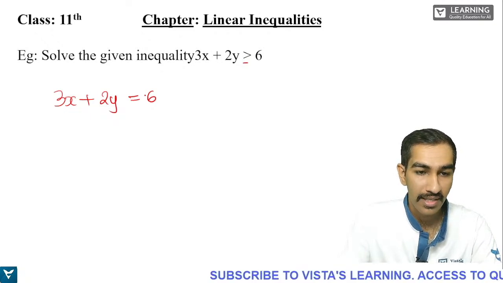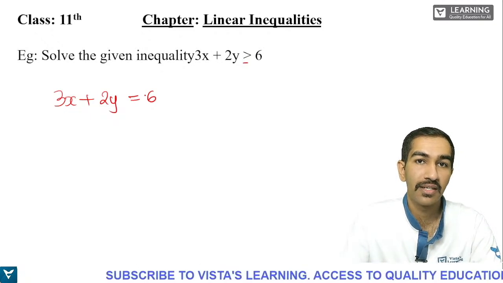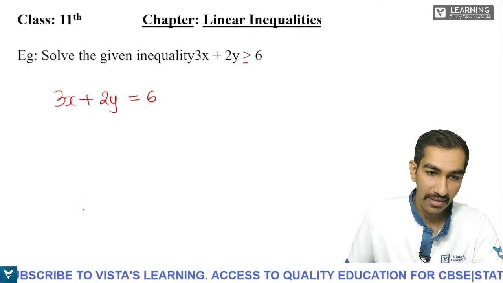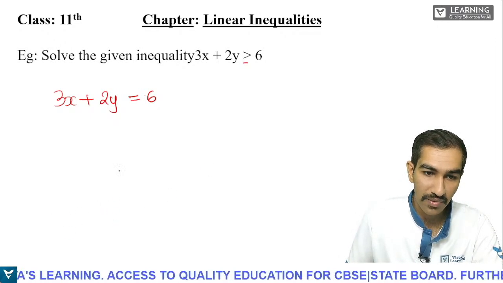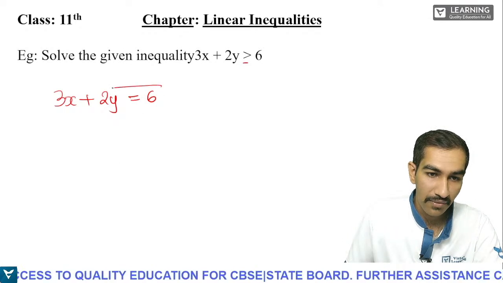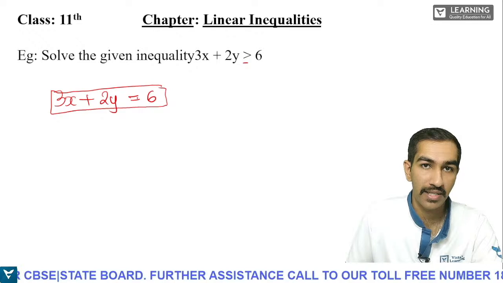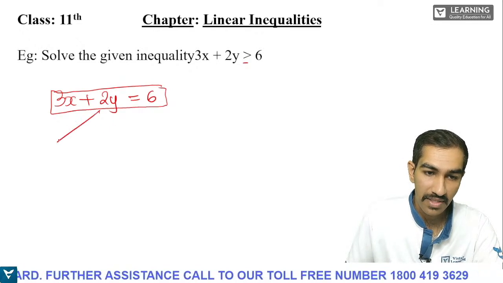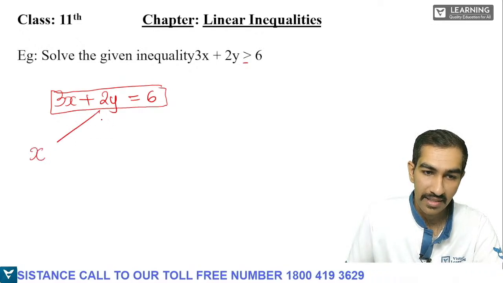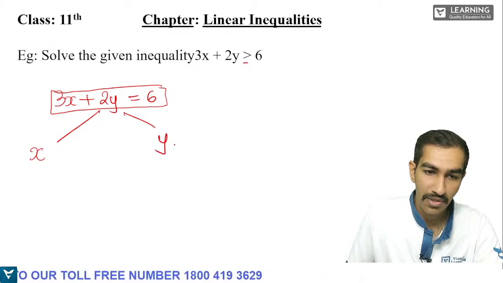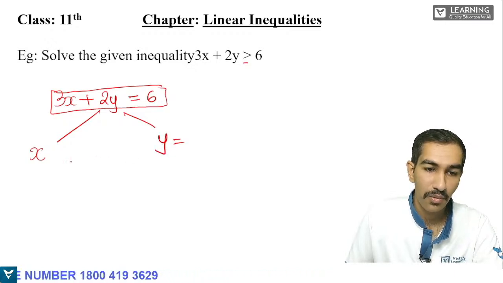So we got 3x plus 2y is equal to 6. Now this is an equation, right? Because we are using the equal to symbol there. Now from this equation, you have to get two things. What are those two things? The first thing is x, and the second thing is y.